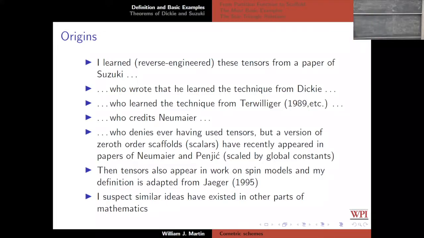So the tensors that I have are basically taken from the same François paper that Akihiro uses as a launching point. I'm sure that tensors like this, they're so natural, you'll see that they sort of are a natural linear algebraic object. I'm sure that they probably have been discovered in other parts of mathematics.